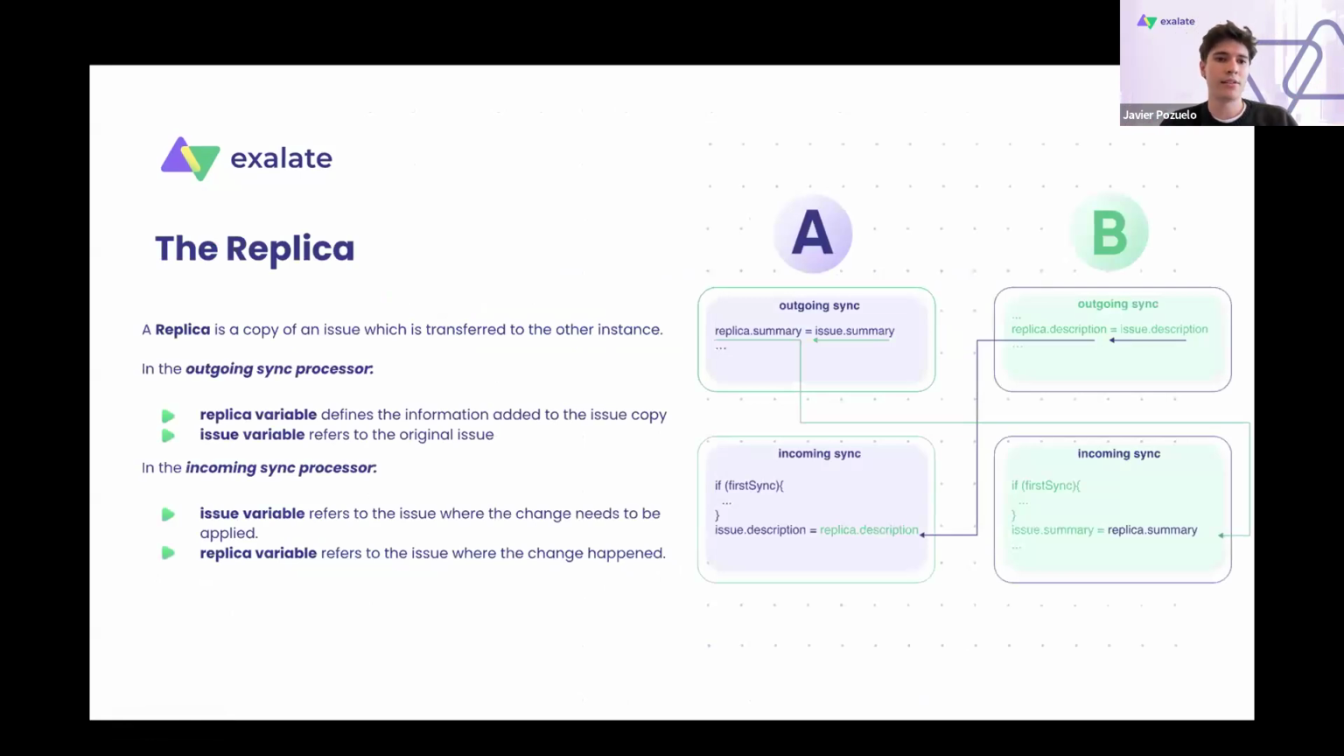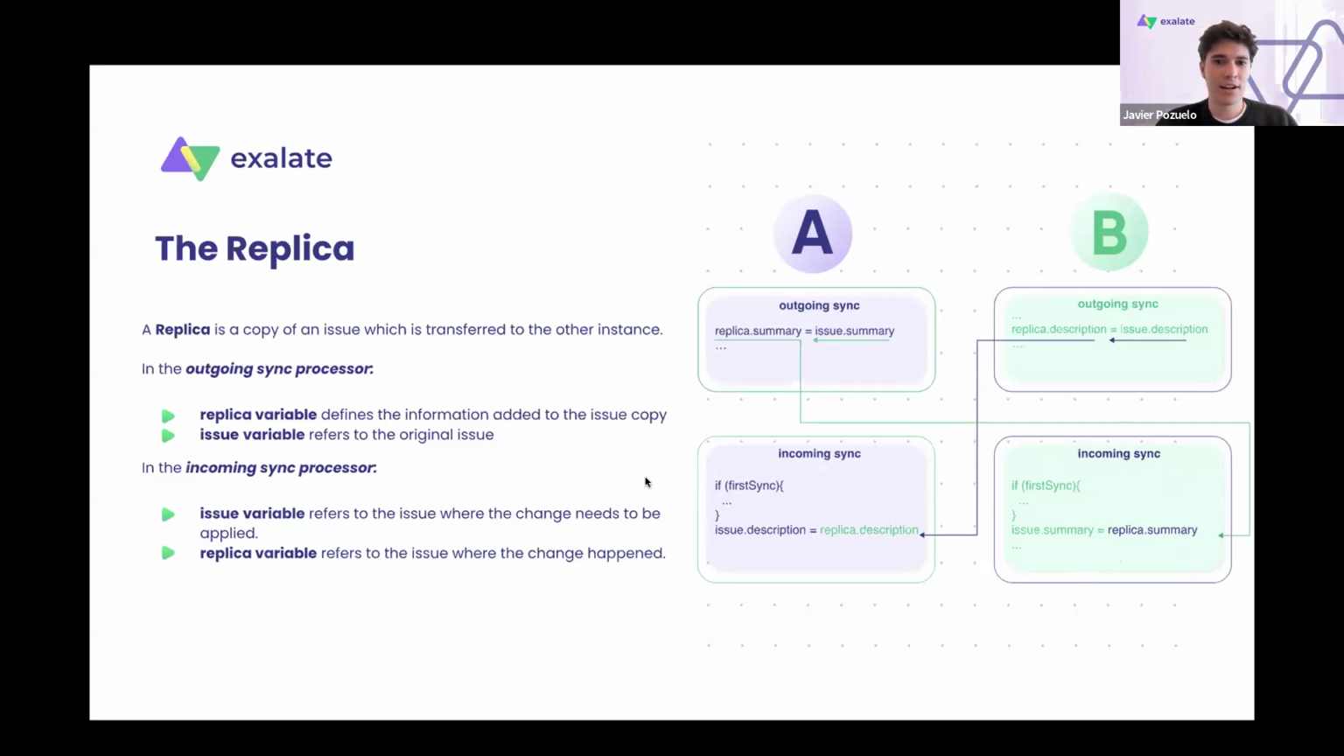So basically, the replica is just a synchronized copy of an issue from one system to another, to ensure data consistency between both systems. In the outgoing sync processor, the replica is just a copy of the information we choose to transfer to the destination system. And in the incoming sync processor, it is just the copy of the issue that arrives to the source system. And we can choose whatever changes we want to reflect on this side, okay?